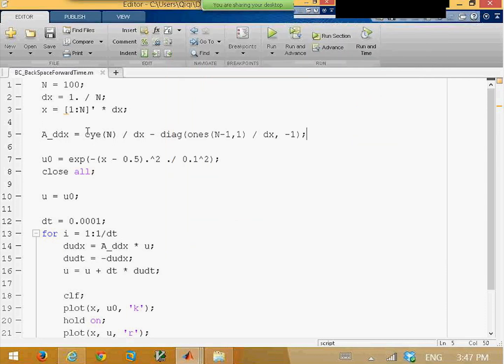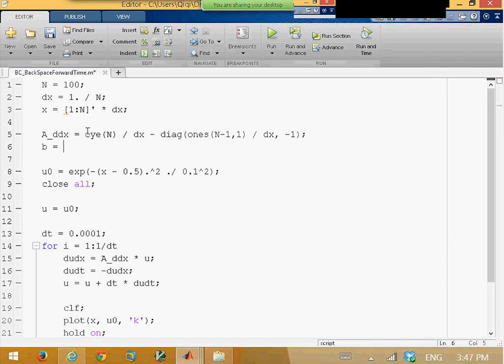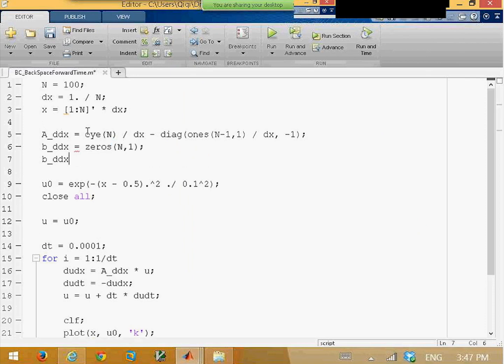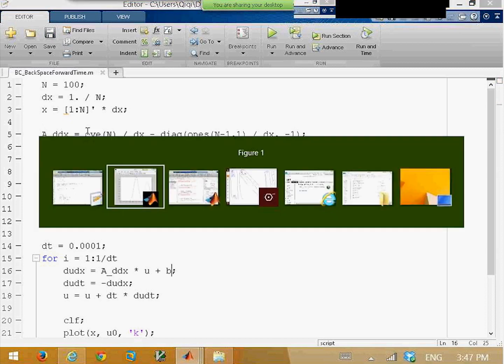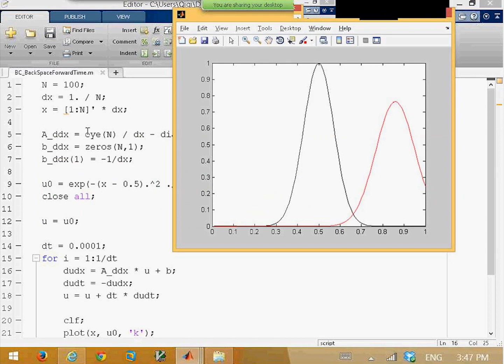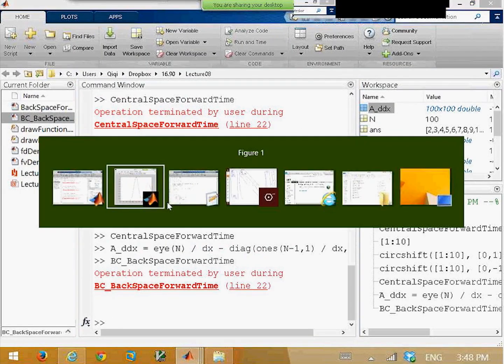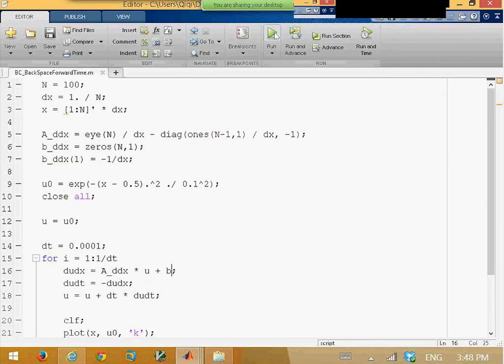Okay, so let's add the b. My b ddx is going to be zeros of n by 1, and my b ddx, the first element, is going to be 1 over delta x, with a minus. All right. When I apply it, du dx is this plus b. All right. Yeah, this thing is still going towards the right, and it doesn't come back from the left. So now let's look at what if we do have a non-trivial boundary condition. We run it. What happens?